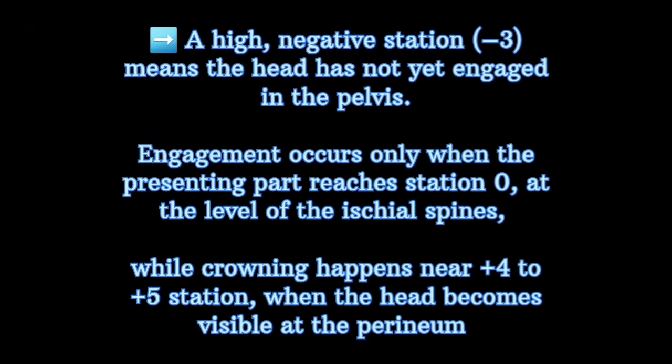A high negative station, that is -3, means the head has not yet engaged in the pelvis. Engagement occurs only when the presenting part reaches station 0 at the level of the ischial spines, while crowning happens near +4 to +5 station when the head becomes visible at the perineum.